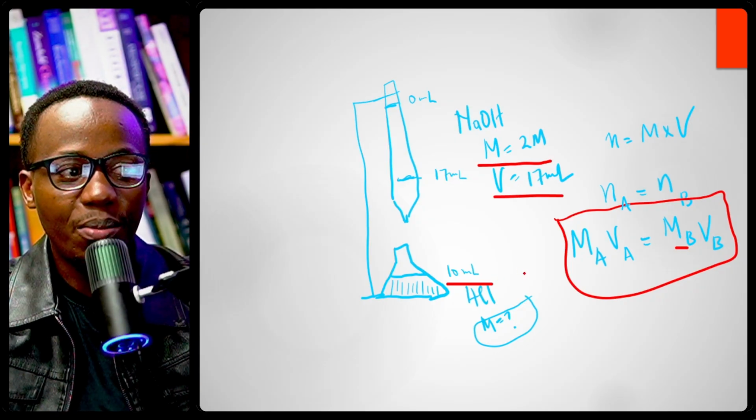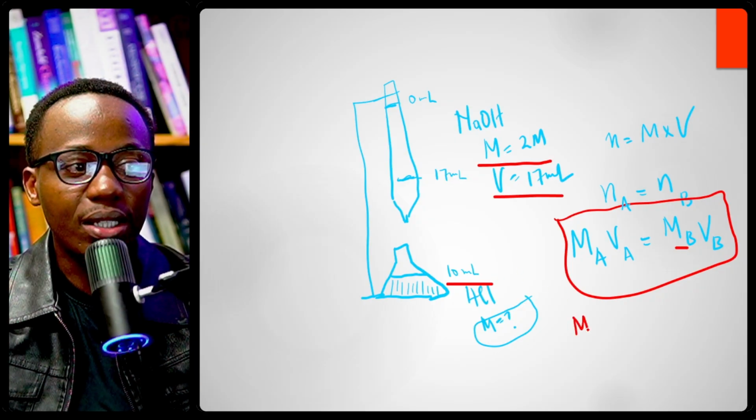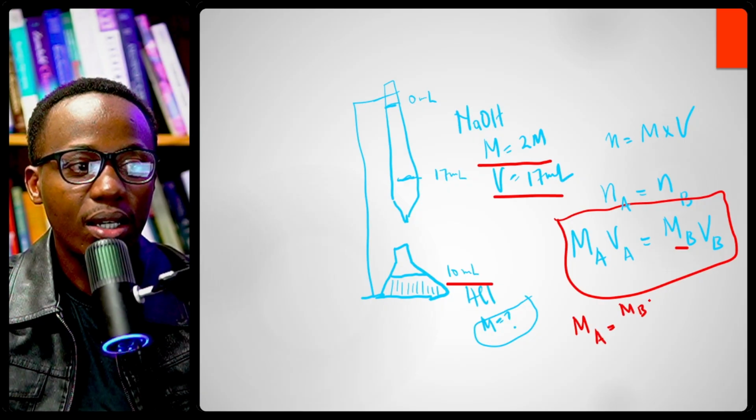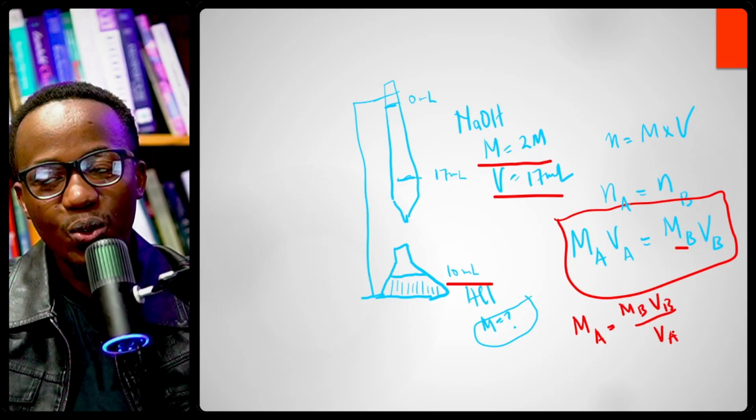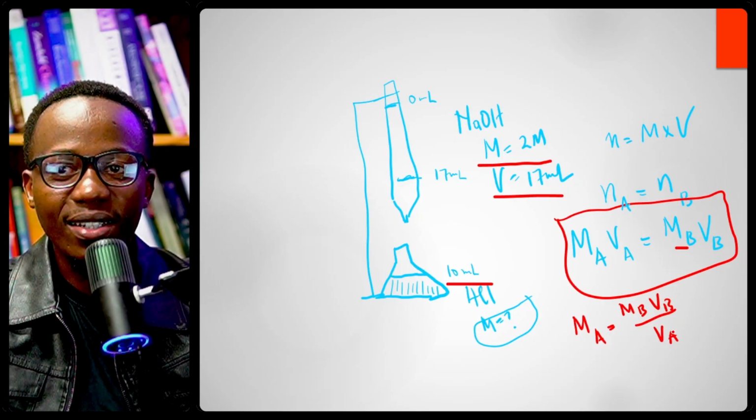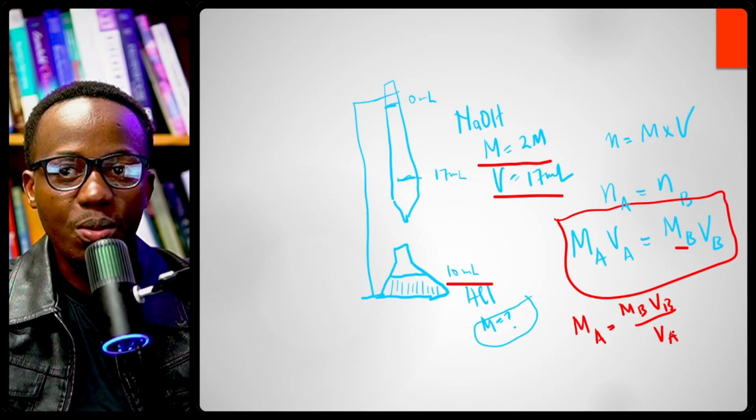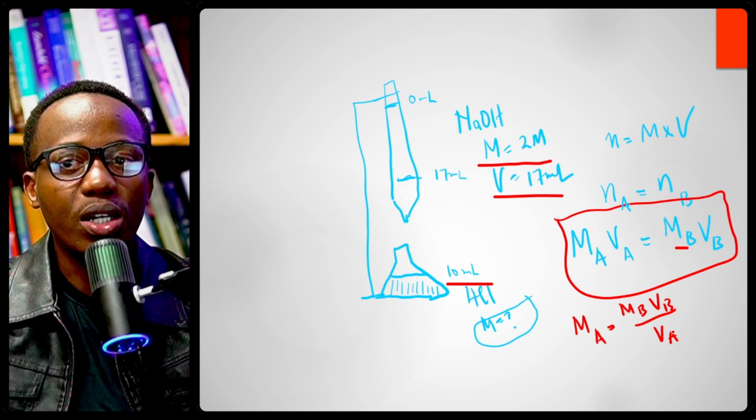So from here, for example, the molarity of the acid is going to be equal to the molarity of the base times the volume of the base over the volume of the acid. And you have everything here. So that is how to calculate the concentration of the acid from titration, right?